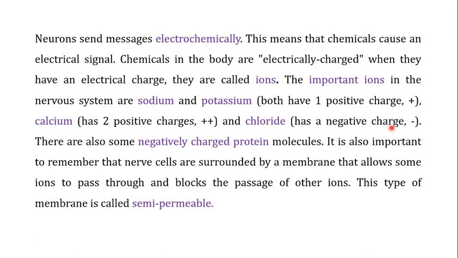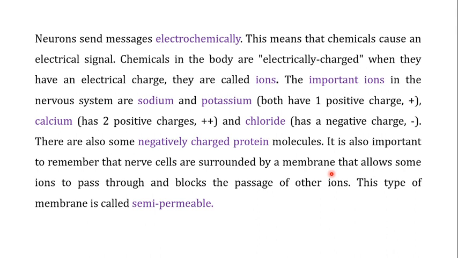And there are also many negatively charged protein molecules. Now, the combination of these positively and negatively charged molecules or chemicals in the body is actually responsible for the functions of the neuron. It is also important to remember that the nerve cells, just like the other cells in the body, are surrounded by a membrane that allows some ions to pass through and blocks the passage of other ions.